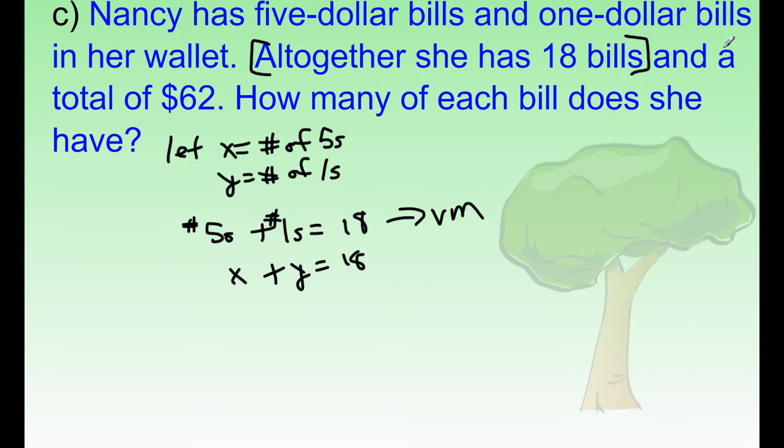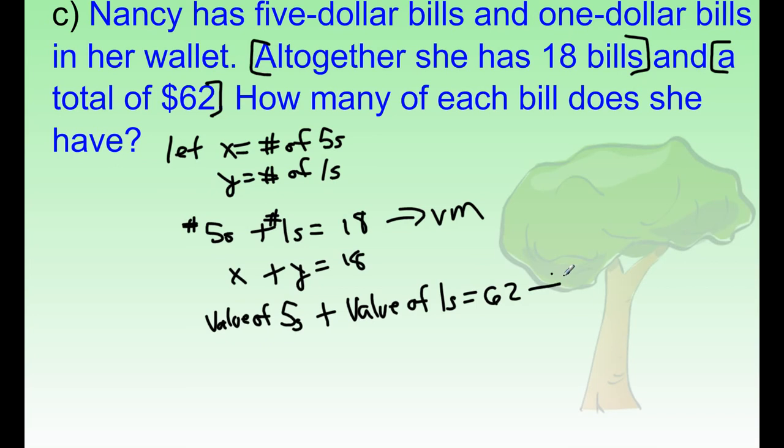The second true statement is that a total of $62. So the value of the money is $62. And so the value of fives plus the value of ones equals $62. Verbal model. And so to find the value of fives, you take the number of fives you have and multiply it by 5, because each bill is worth $5.